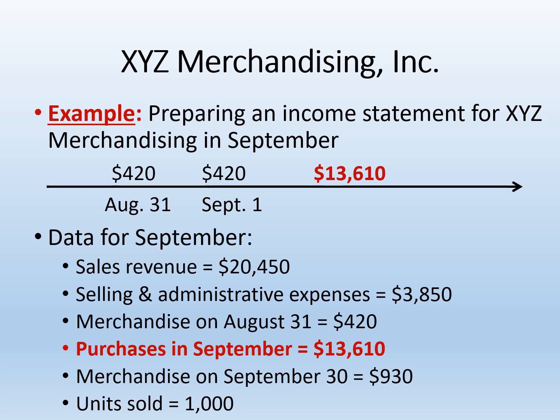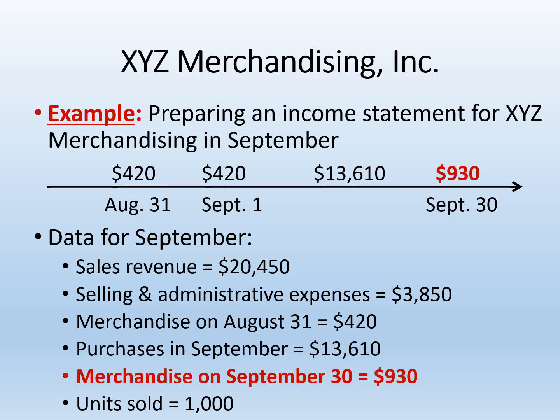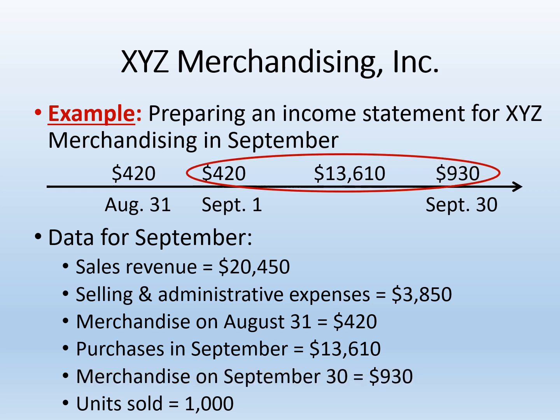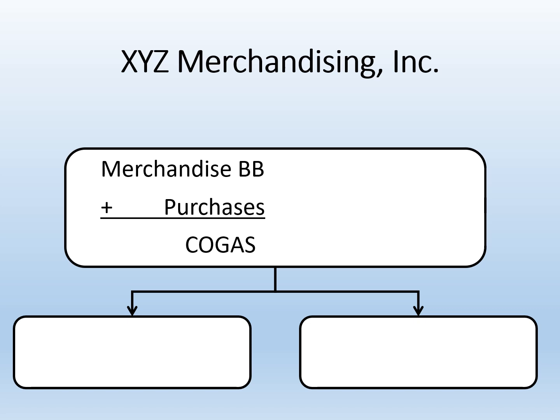During September, the firm bought more inventory. And at the end of September, the firm had $930 of inventory left on the shelves. We can use this information to figure out how much inventory the firm sold during the month of September. Let's look at this situation conceptually, and then we can look at it numerically.